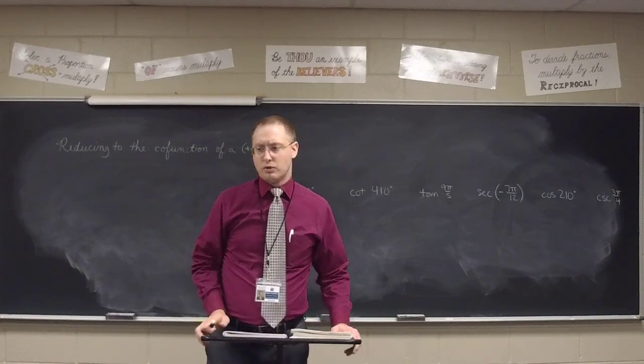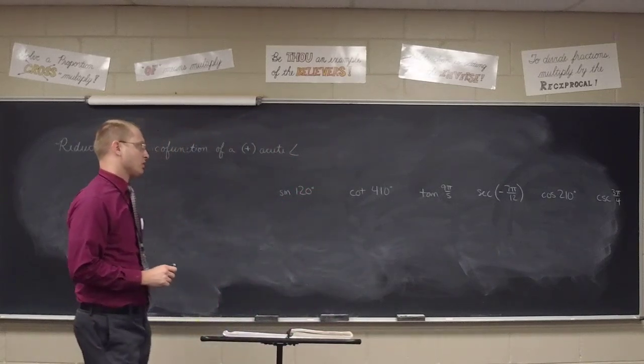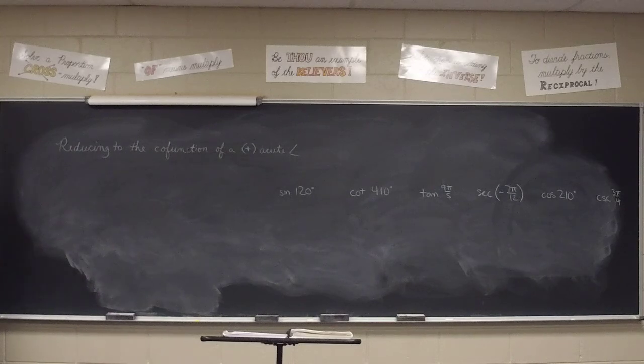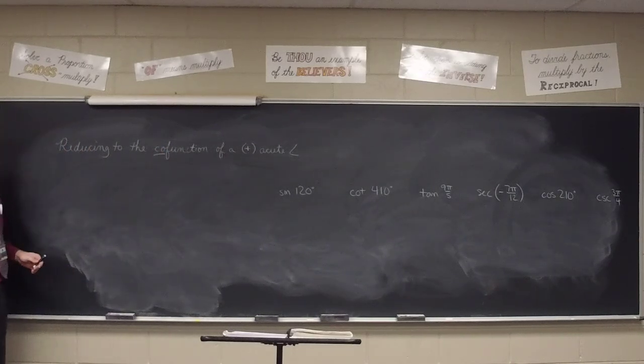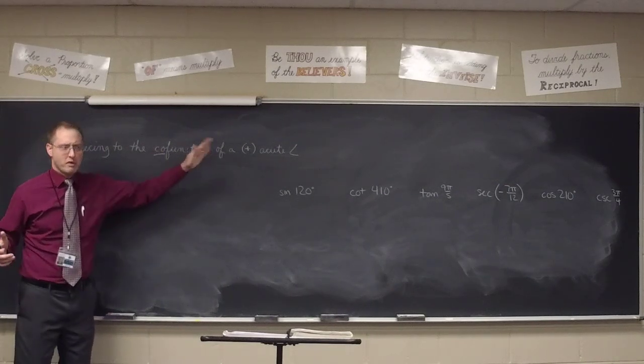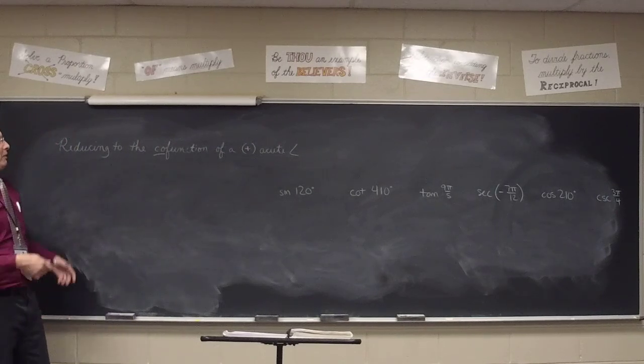Next section in your notes. Reducing to the cofunction of a positive acute angle. Obviously this sounds a lot like what we just did, except we said reducing to the same function of a positive acute angle. So how is this going to be different?